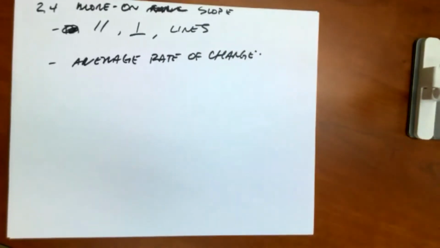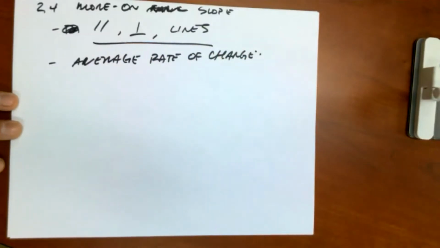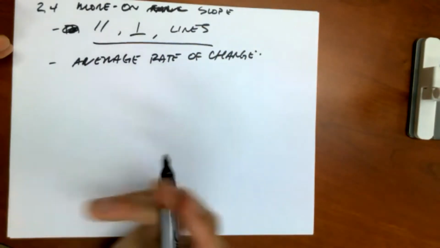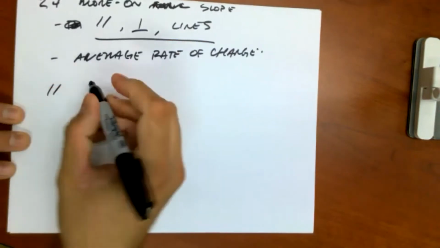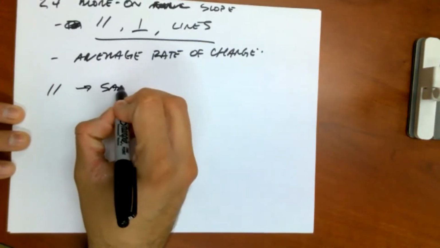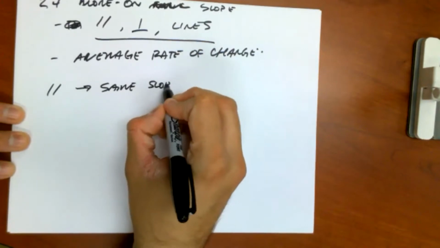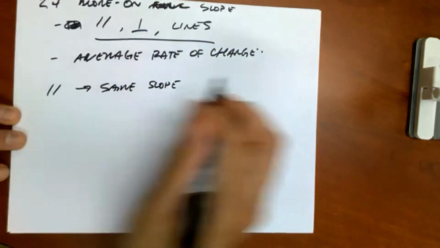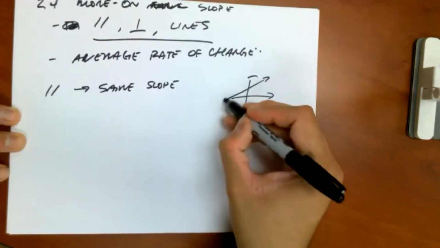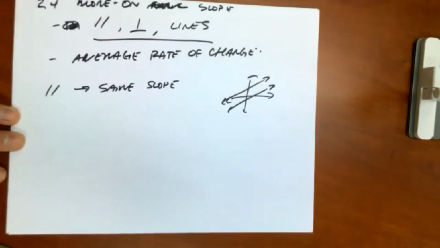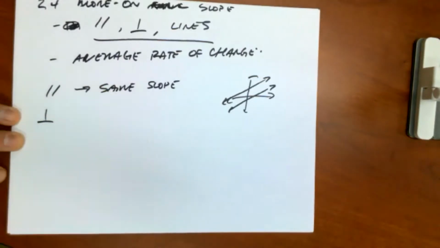Okay, so first let's start with parallel and perpendicular lines. First off, if we have two parallel lines, the main thing we need to know is parallel lines have the same slope, which makes sense. If we've got two parallel lines on a graph, they've got the same exact slant, so they're going to have the same exact slope. Perpendicular lines, though, are a little different.